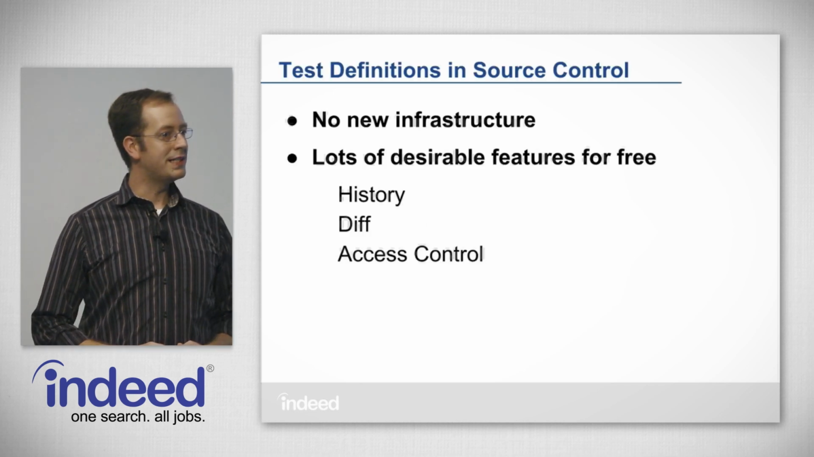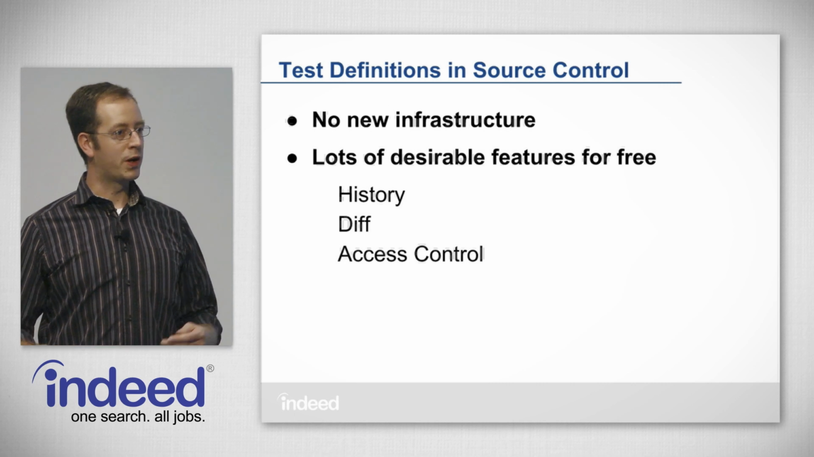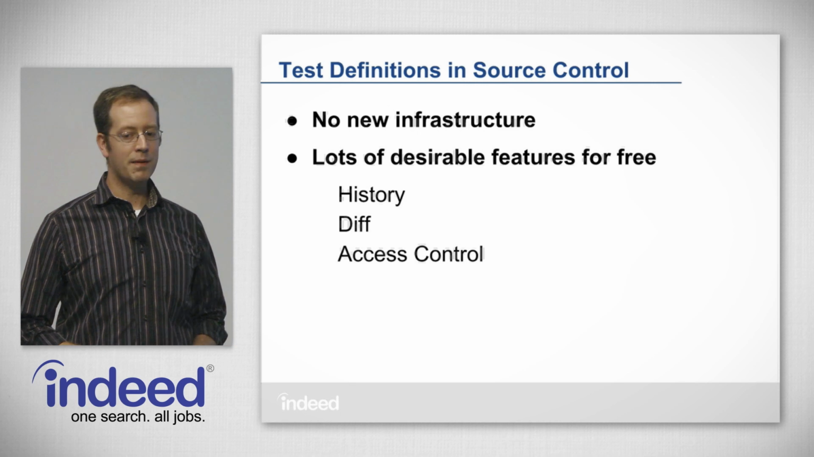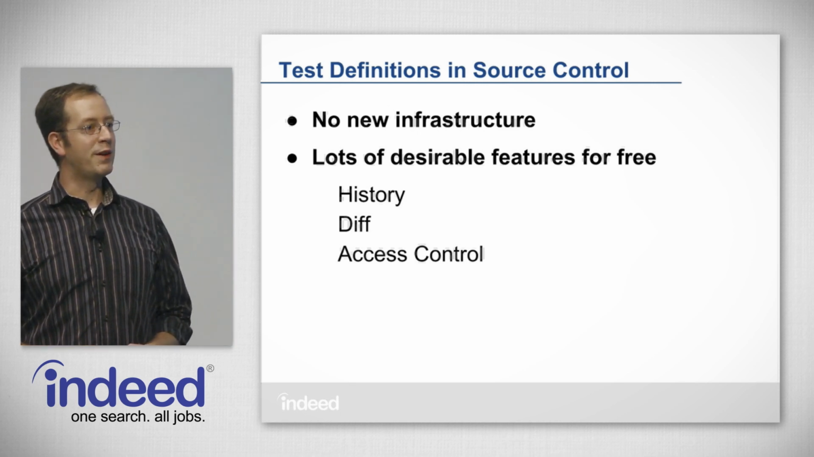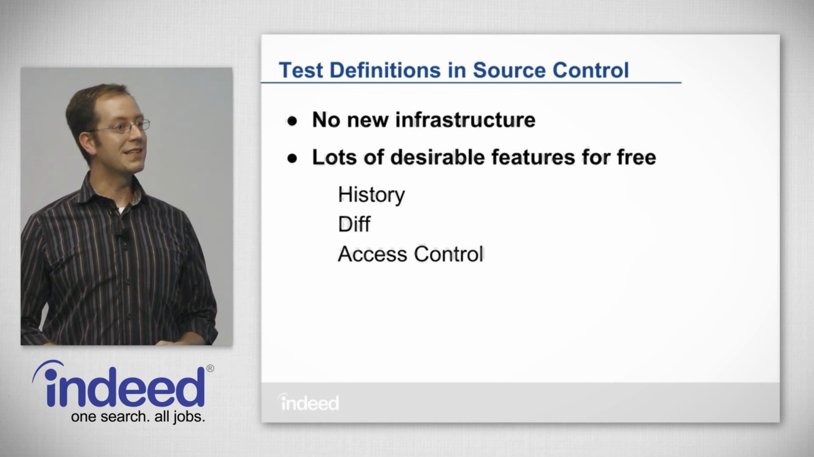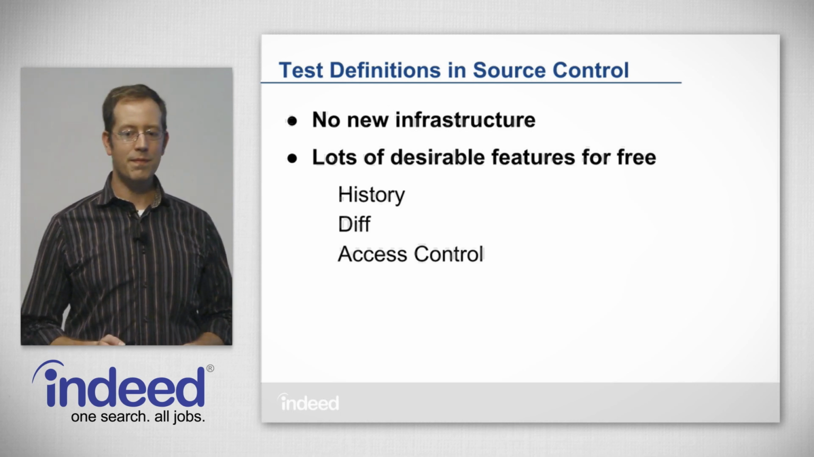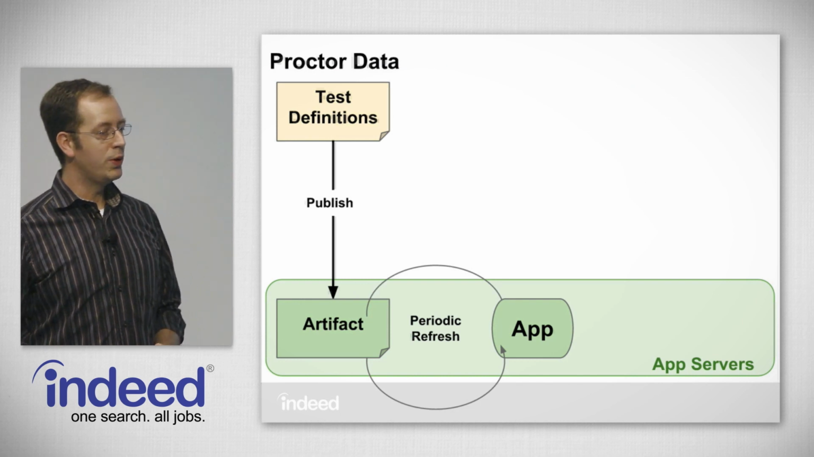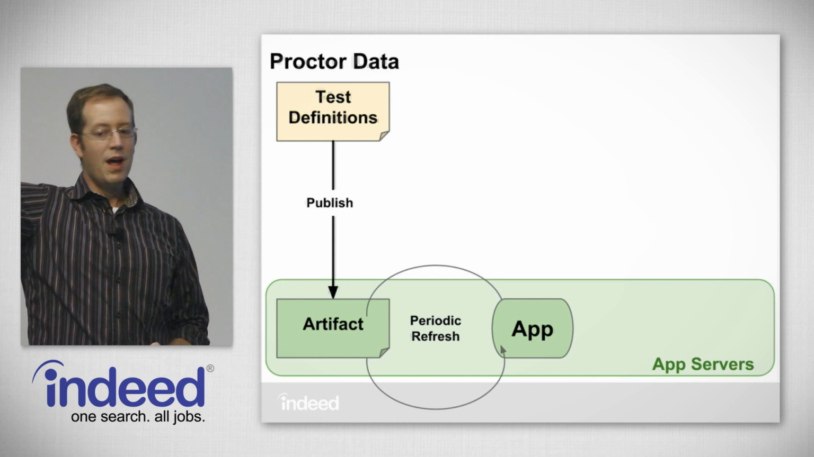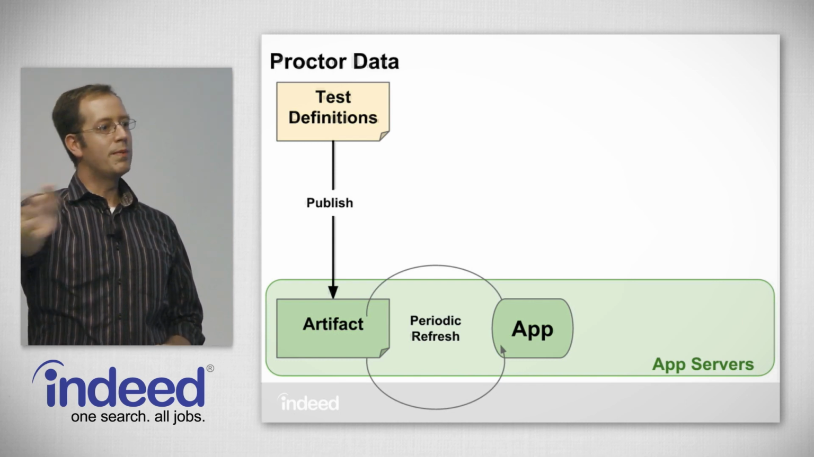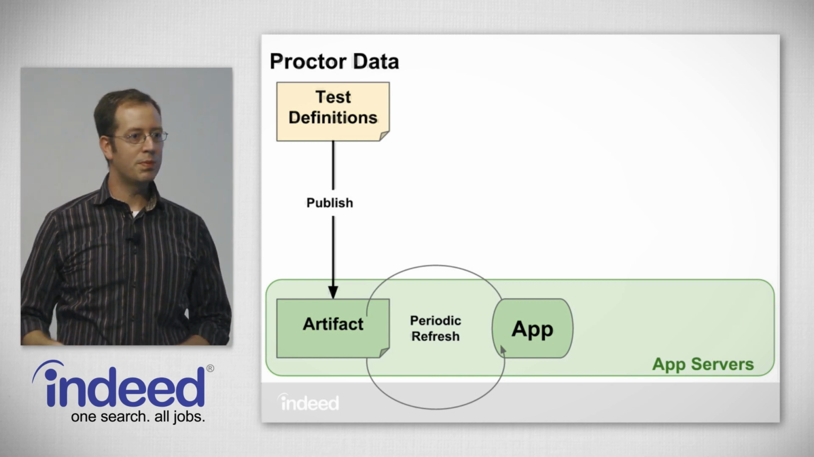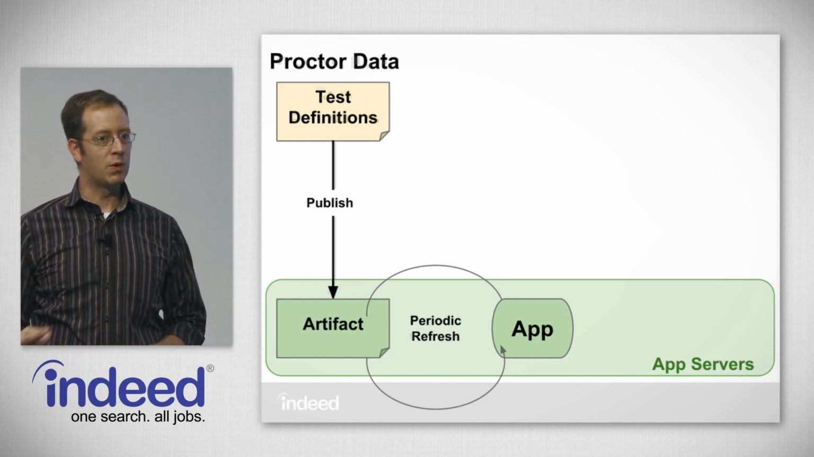Our test definitions are maintained in our source control system, the same one that we use for our code. We use Subversion. You can use Git, Mercurial, doesn't matter. This gives us a lot of desirable features for free, such as history for every test, diffability, access control on a per test basis if we need it. When we're ready to roll new data, there is a publication step that takes the information from source control, publishes an artifact, and distributes that artifact around the world. Every application running out in the world on a tight loop is just reloading whatever artifact it has locally.